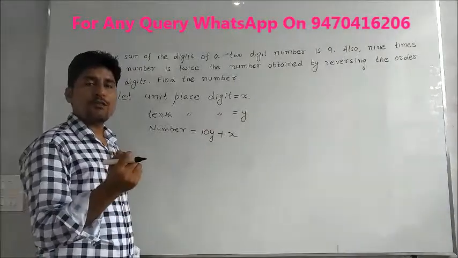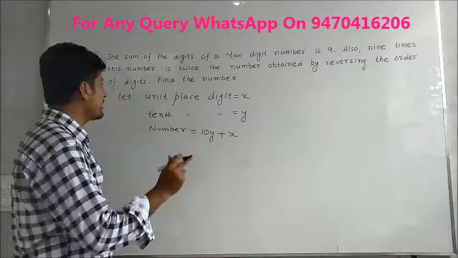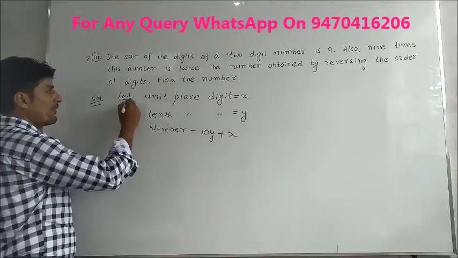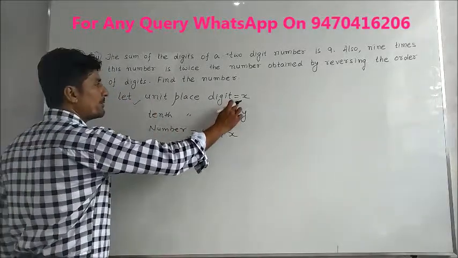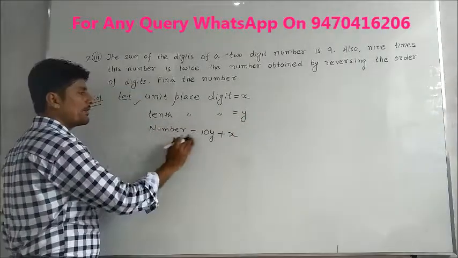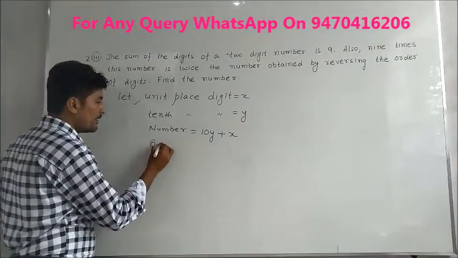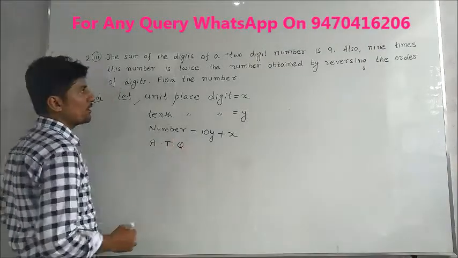So whenever we are going to solve any question related to 2-digit numbers, first of all we have to write: let the unit place digit equal x, the 10th place digit equal y, then the number will be equal to 10y plus x. Now let us see according to the question.